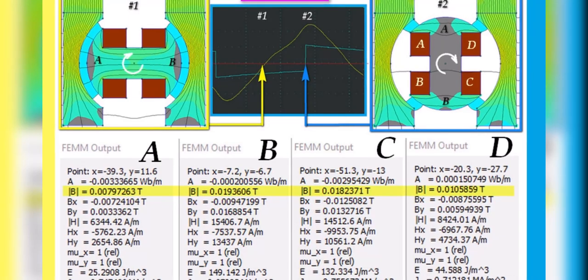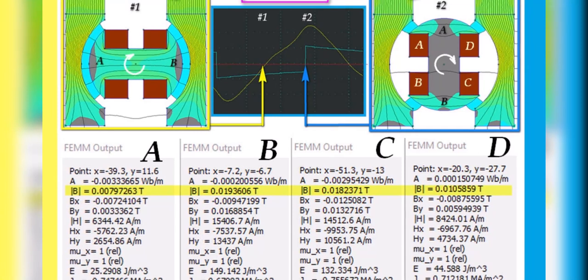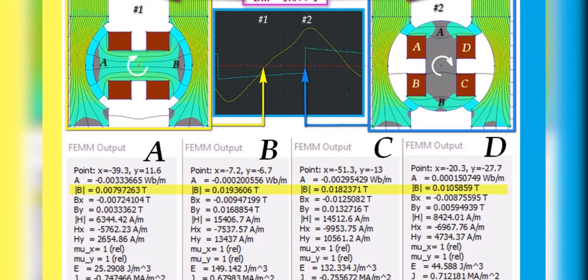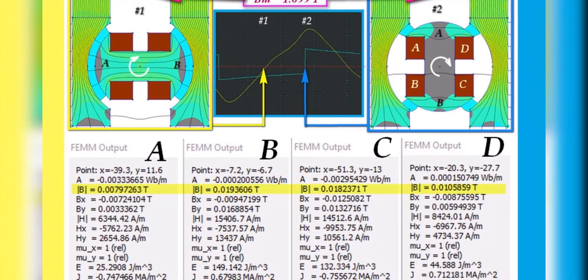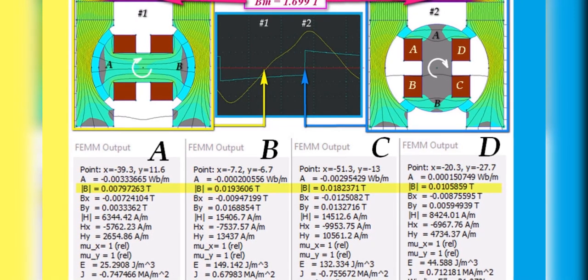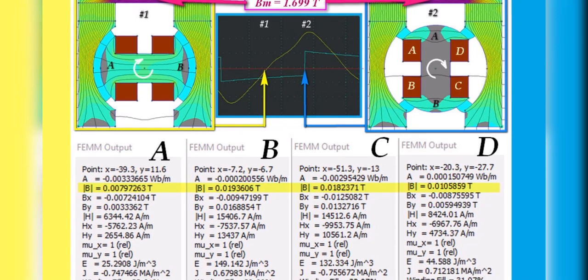In the FEMM program, I modeled a magnetic system to determine the value of magnetic induction at a point of the anchor winding conductor. The result showed a technical zero of magnetic induction in the zone of the supposed intersection of the magnetic lines and the conductor.